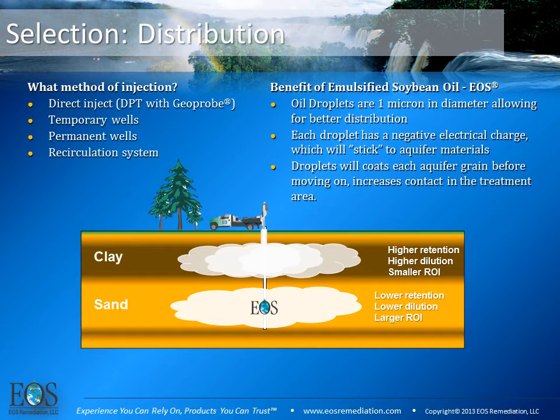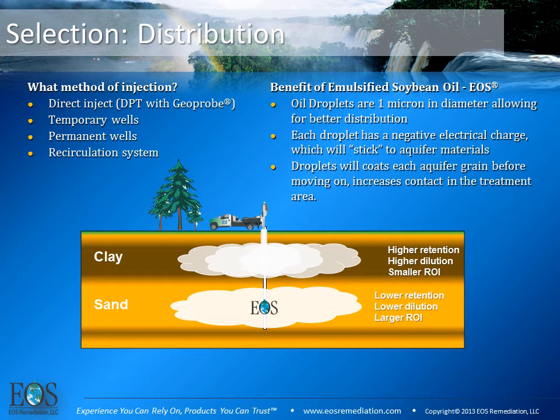Finally, I think a lot of people want to know, how can you properly inject EOS? What are the various injection methods out there? And really, the sky is sort of the limit. We do not have a lot of restrictions on how you can introduce this material into the aquifer. You can use everything from direct push technology, such as a Geoprobe. You could install temporary points.